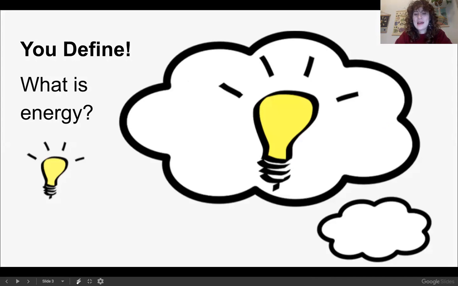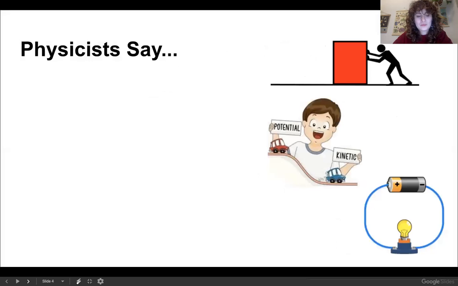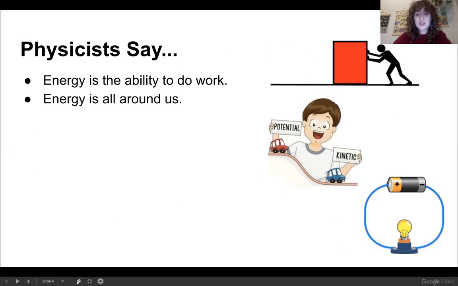So now that you've got that in your mind, let's see what physicists say, and you're going to fill in your notes on this next slide. So physicists say energy is the ability to do work. So you might have said that doing work requires energy. Yes, it does. Energy is all around us. Everywhere you look, you can identify examples of energy.